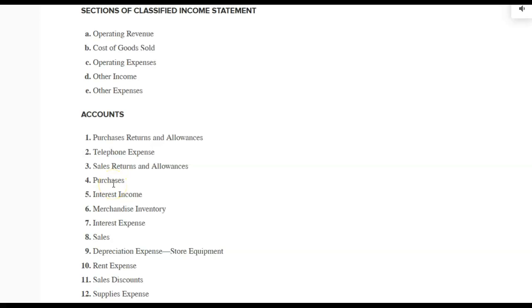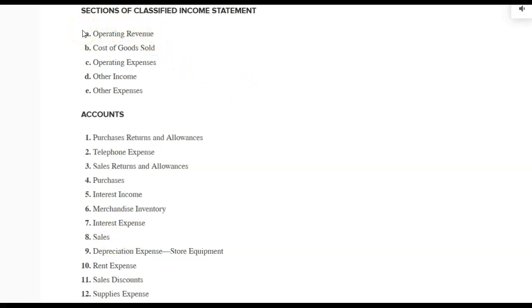Purchases. Purchases are part of your cost of goods sold. It's part of your inventory. So it's B. 5, interest income. It's other income, it's D. 6, merchandise inventory. Part of your cost of goods sold, that's B. 7, interest expense is E. It's an other expense. 8, sales. Sales is part of your operating revenue. Sales and revenue, same thing.